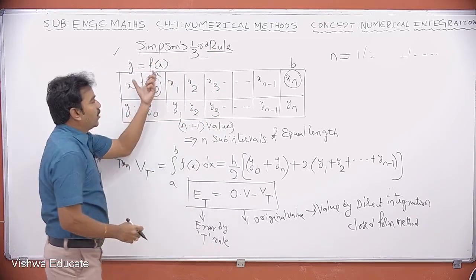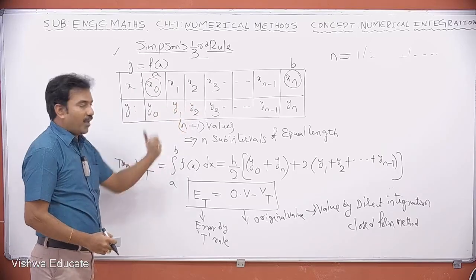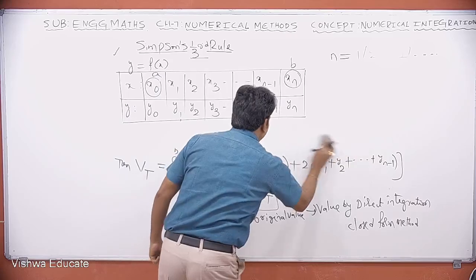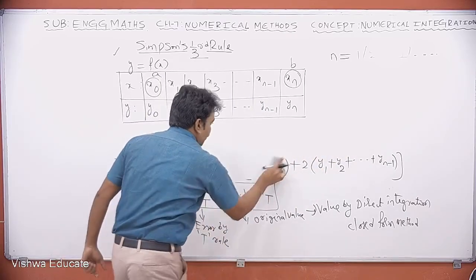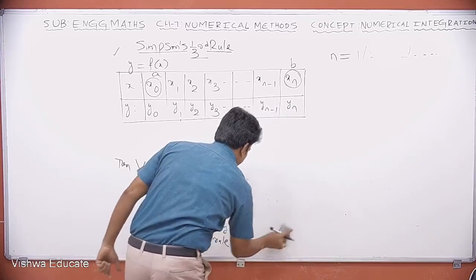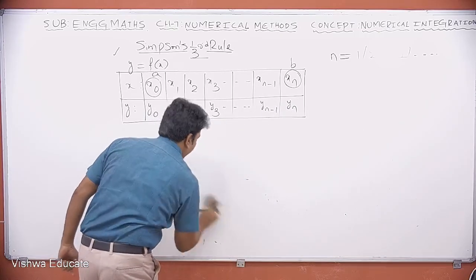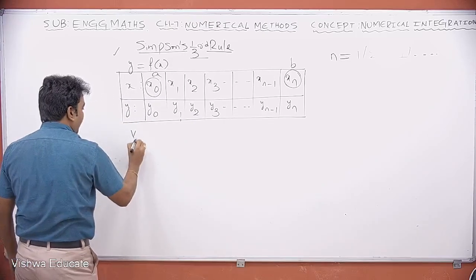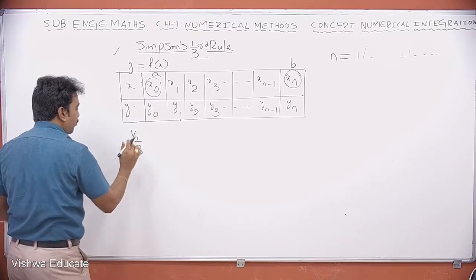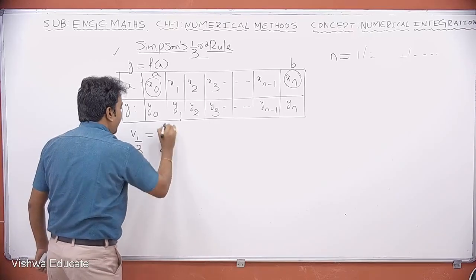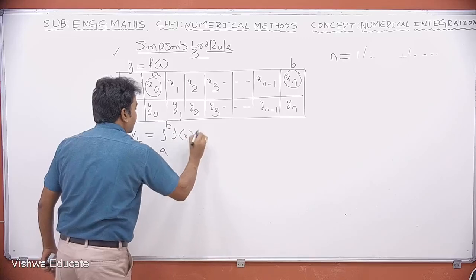Suppose we have y equal to f of x with the tabular values like this. Then we can get the value of the integral using Simpson's 1/3 rule like this. The value will be like this. I denote it as V1/3, the value by Simpson's 1/3 rule. This is nothing but the integral a to b f of x dx.